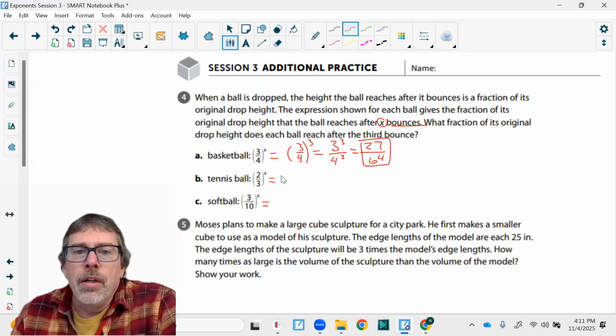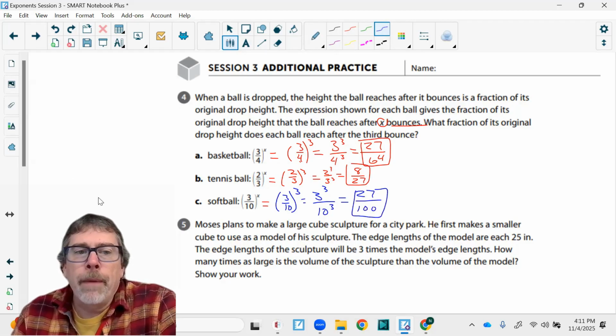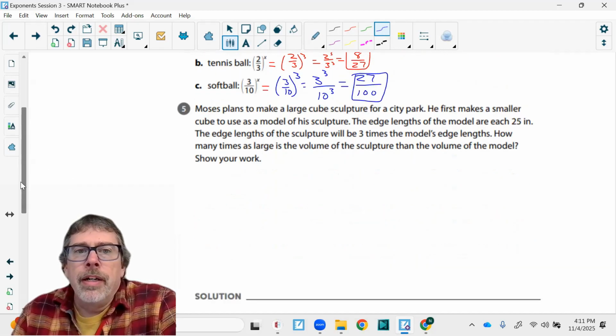So it'd be 2 over 3 to the third, which is 2 to the third divided by 3 to the third, and 2 to the third is 8, and 3 to the third is 27. So 8/27. And then this one is 3 over 10 to the third, which is 3 to the third over 10 to the third, which is 27 over 100. Okay. All right, number 5.